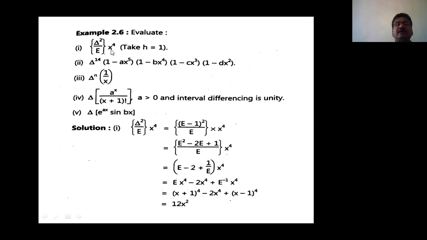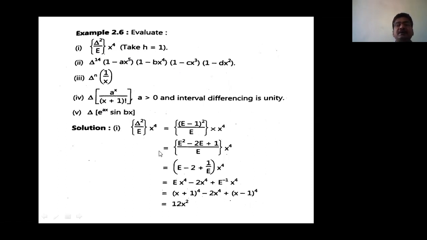So next example, prove this or evaluate this: delta squared by E of x raised to 4. Take h equal to 1. And delta raised to 14 of this quantity. Evaluate this quantity, delta raised to n of this. Delta of e raised to x divided by (x plus 1) factorial. And delta of e raised to x sin x.